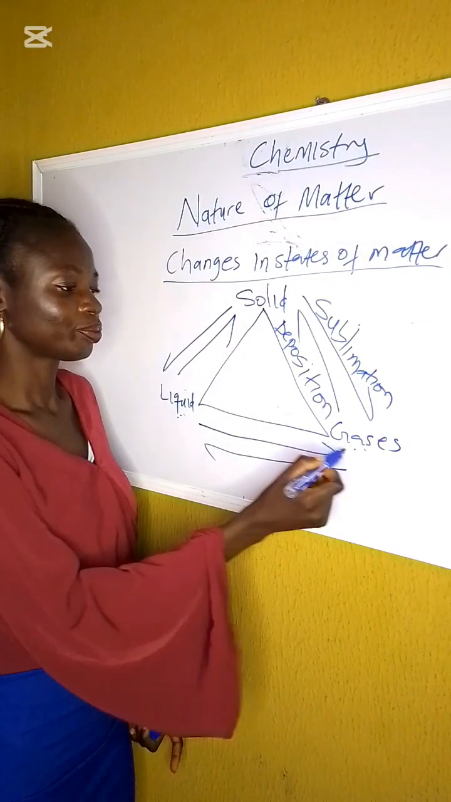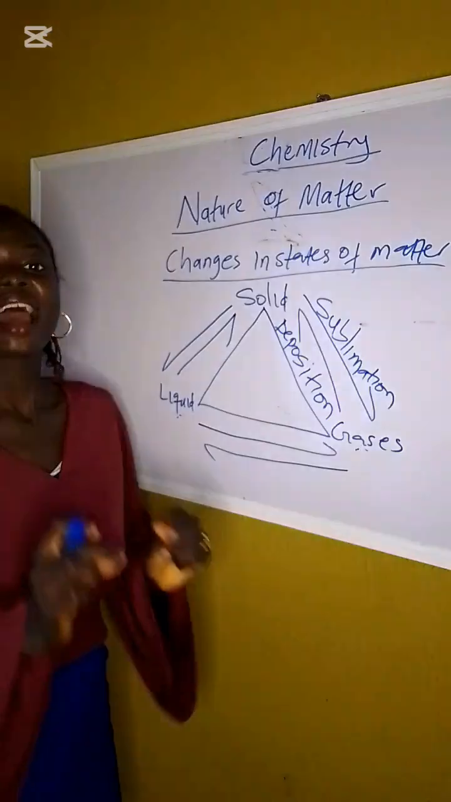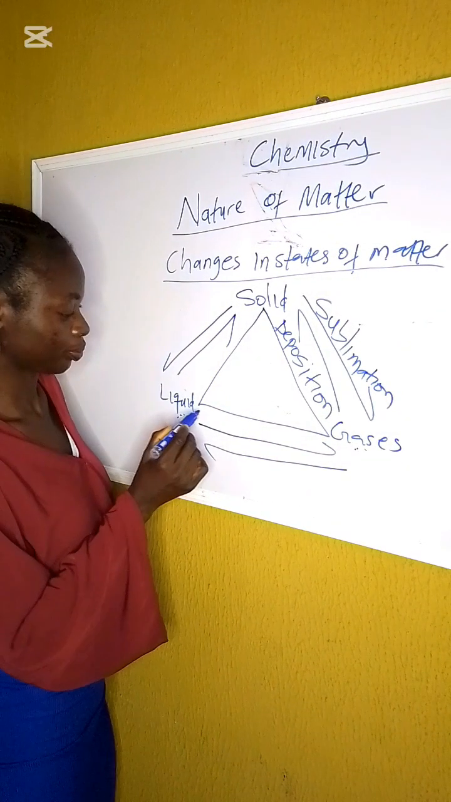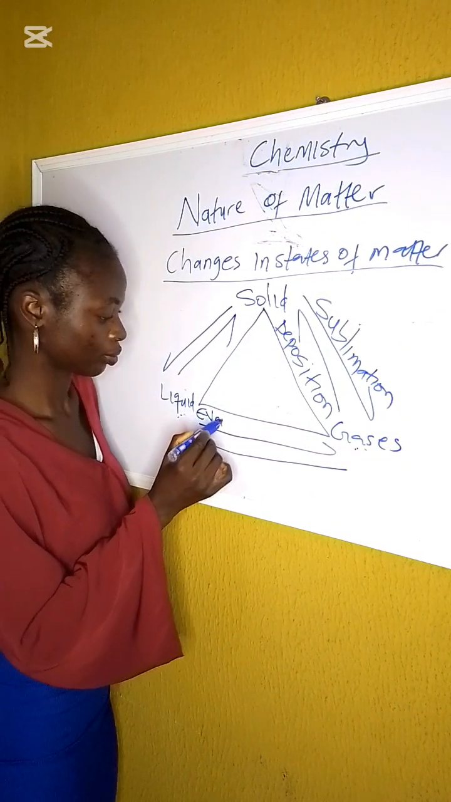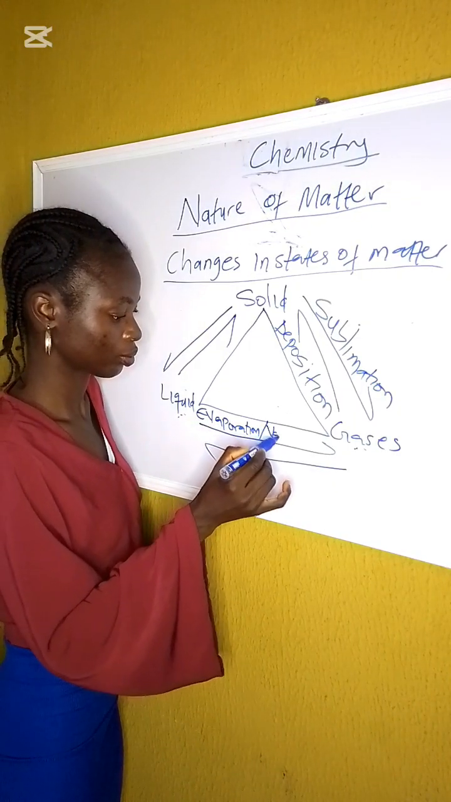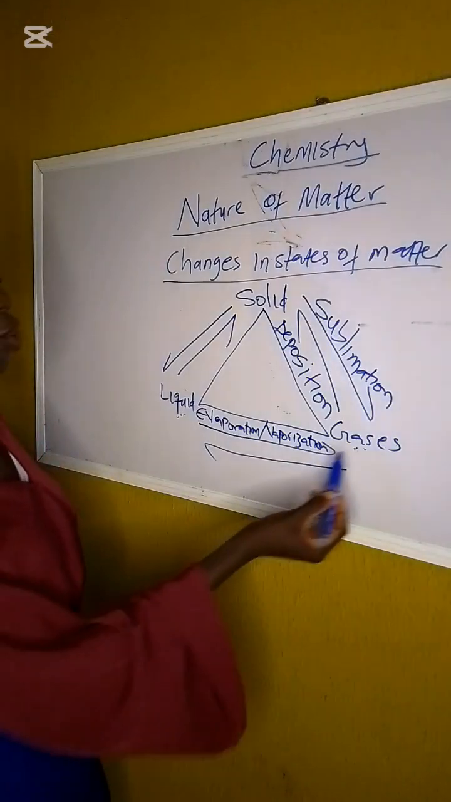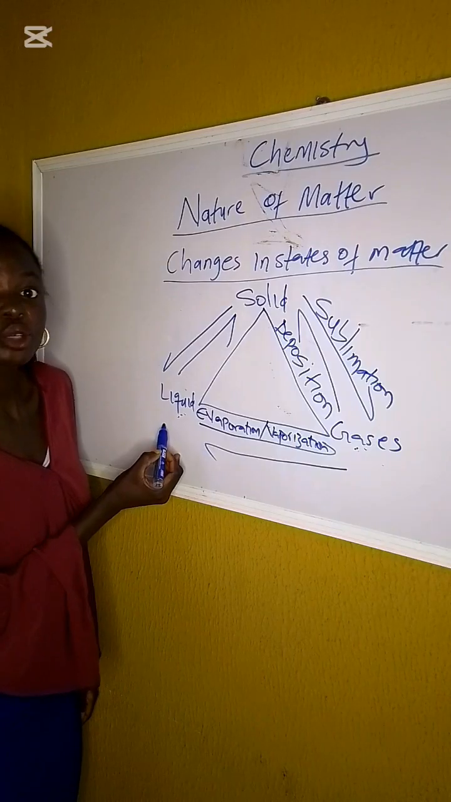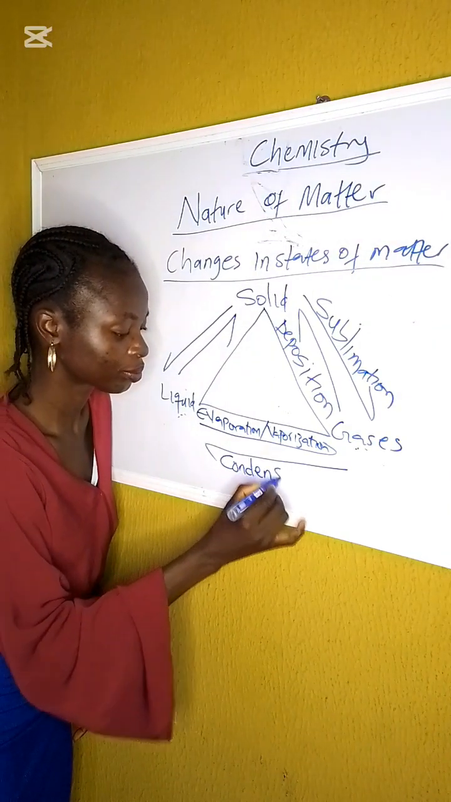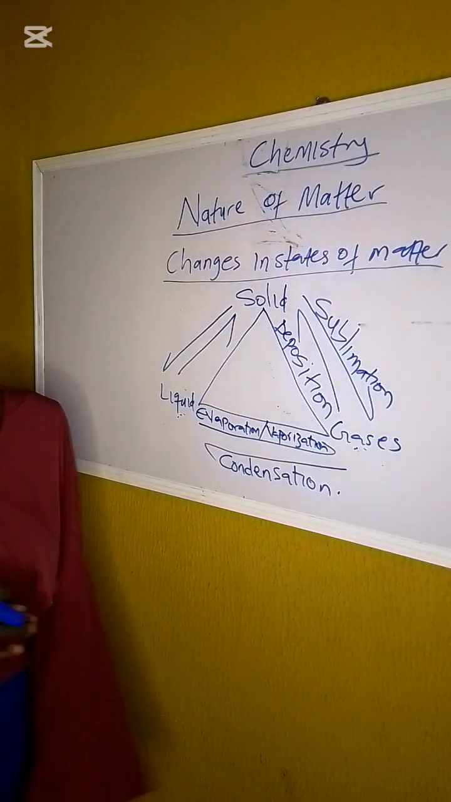When liquid changes to gas, what is it called? It is called evaporation or vaporization. Then when gas changes to liquid, it is called condensation. So let's move to the last part.